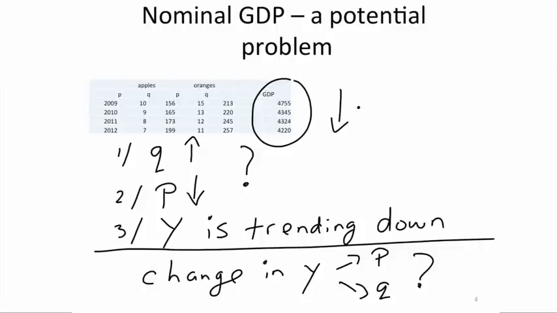So nominal GDP has this disadvantage that when we look at what's happening to nominal GDP, we actually aren't really sure what's happening at all. Is it prices changing? Is it quantities changing? Perhaps they're both changing. Perhaps, as in this case, one is going up, one is going down. Who knows what's going on? And so using nominal GDP as an indicator of economic activity can be problematic. We simply don't always know how to interpret it.